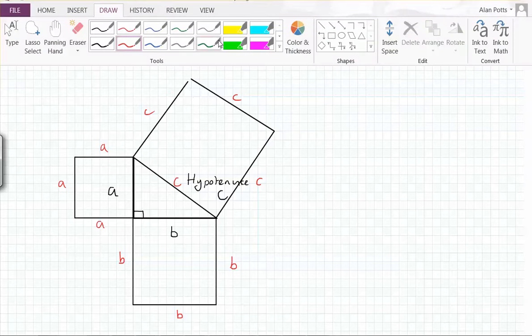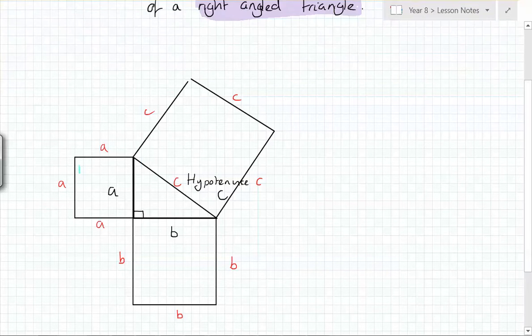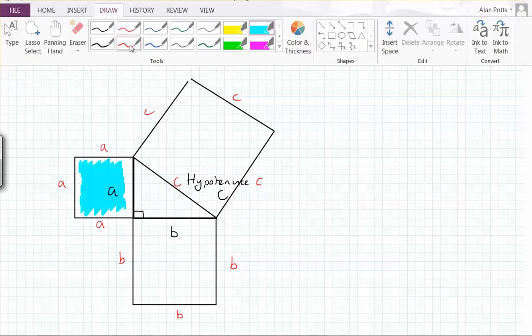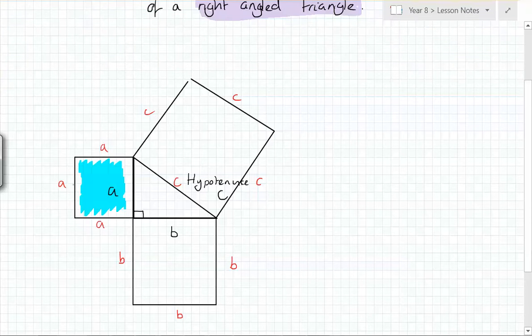Pythagoras found out if you work out the area of that square, what is the area of that square? Just in algebraic terms. If the side is A, the area is A times A, which we write as A squared. And for B, it is B times B, which is B squared.